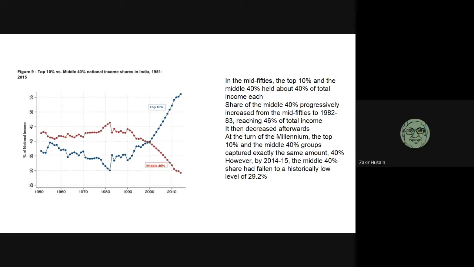Now this is after the 50s. The top 10% versus the middle 40%. We can see that the top 10%, their share declined till the 1980s. On the other hand, if you look at the middle 40%, the middle class, their share increased after independence till the 80s. Once liberalization started, the trends got reversed. So we see that there's a scissors pattern.